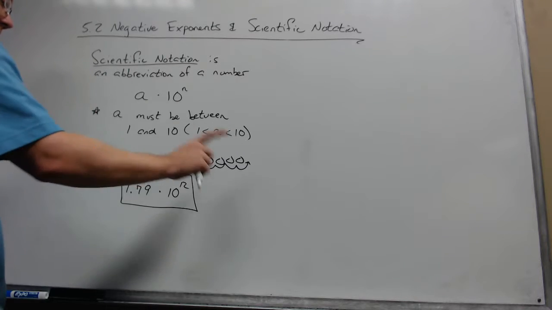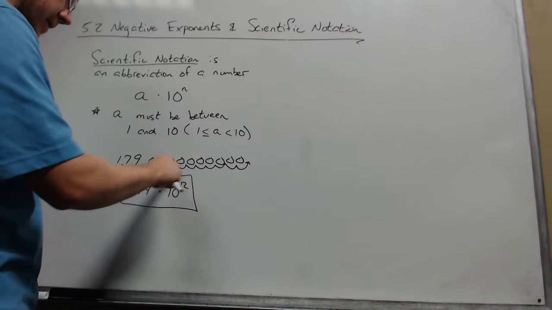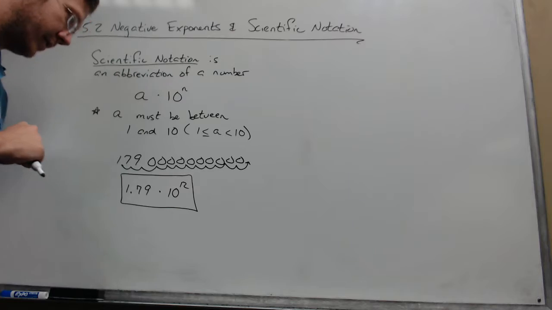Okay, so that works for super large numbers. We're moving that decimal to the right, so multiplying by 10 a lot, we'll get that number there, or that decimal to the end.